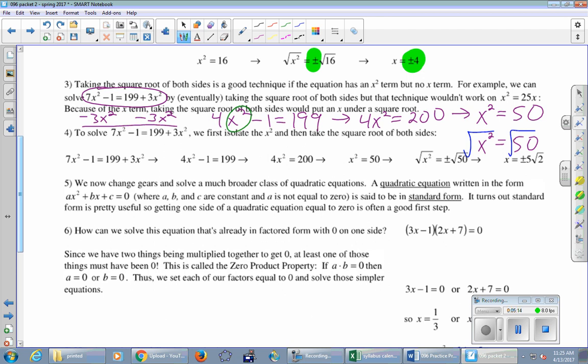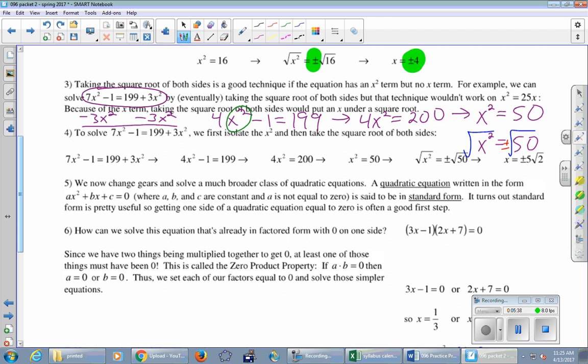Now I have already made a mistake. That last equation is incomplete. What did I forget to introduce at that step? Plus or minus. So easy to forget. It's in bold. We just said it like 2 minutes ago, and some of us have forgotten about it. It's really easy to forget. When you take the square root, you put in a plus or minus.